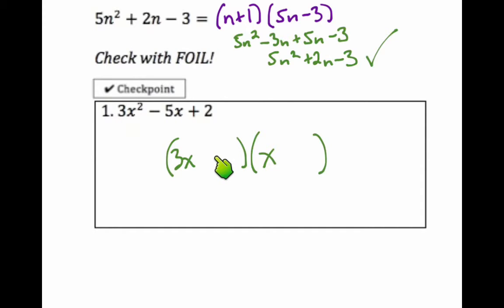Well, if I put a negative 1 here and a negative 2 here, I'll have negative 1 times x, that's minus 1. Negative 2 times 3, that's negative 6. That's going to give me negative 7. That's not going to work. So how about negative 2 and negative 1? Because now if I multiply it out, I've got 3x times negative 1 gives me negative 3. Negative 2 times x gives me negative 2x. Together, that gives me negative 5x. So I can check it with FOIL.